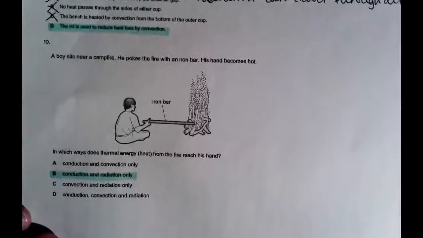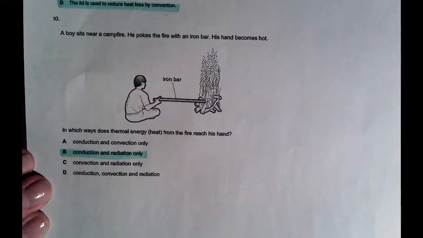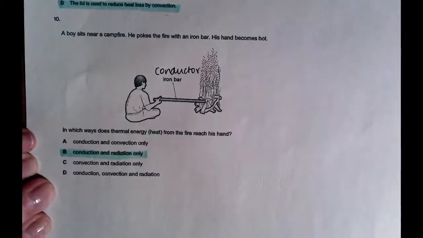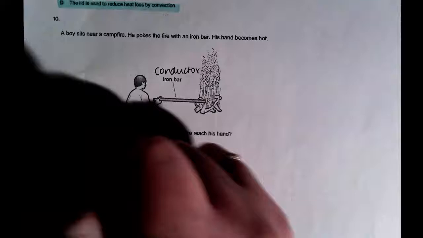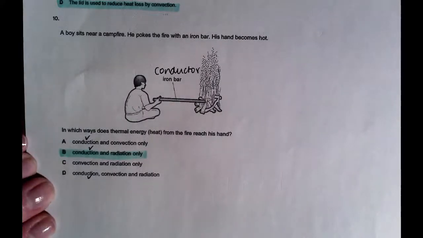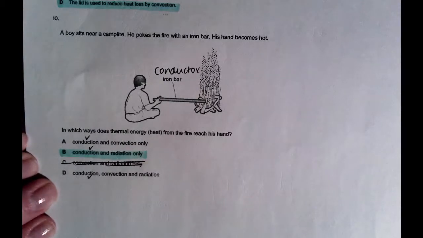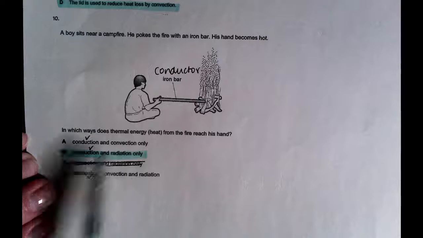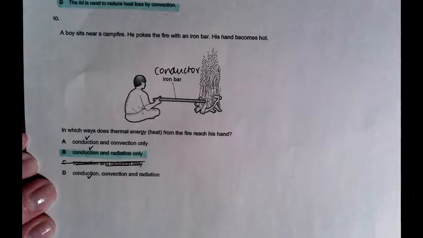Last one then. A boy sits near a campfire. He pokes the fire with an iron bar. We know that that is a conductor of heat. His hand becomes hot. In which ways does thermal energy from the fire reach his hand? Well, firstly, we know that iron is a conductor, so we can tick conduction. We can get rid of C because it doesn't even mention conduction. Next we have to choose between convection and radiation, or just conduction and radiation.